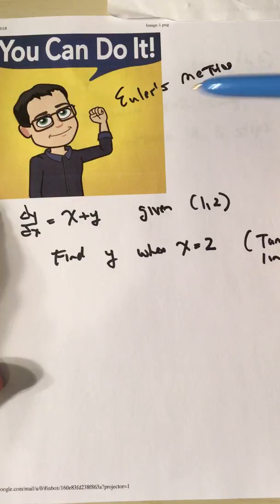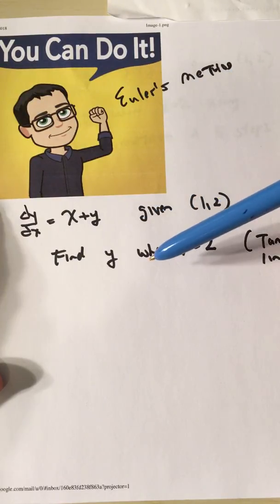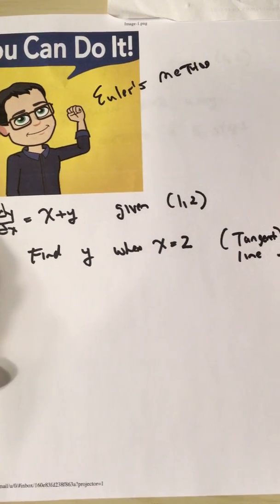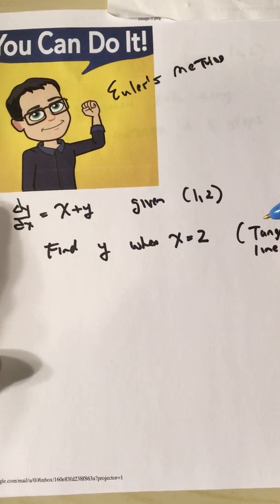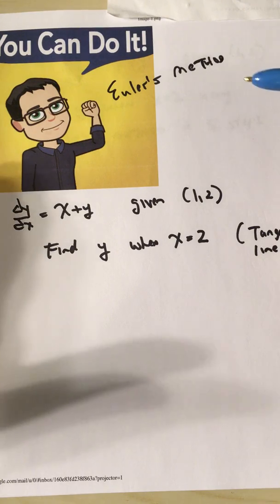All right, so here I have a differential equation, x plus y, given a point (1, 2), and I want to find y when x is 2. Now I made a note here, I'm going to do this with a tangent line approach. So what do you think I mean by that?